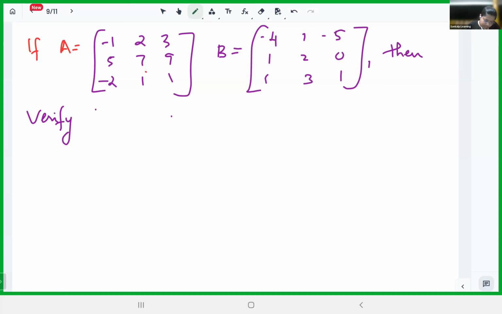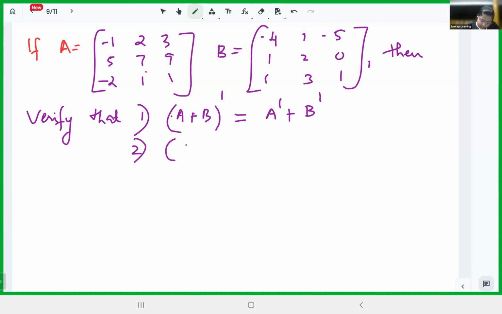Then verify that the first part is A plus B, the whole transpose is equal to A transpose plus B transpose. And the second one is A minus B, the whole transpose is equal to A transpose minus B transpose. All right.